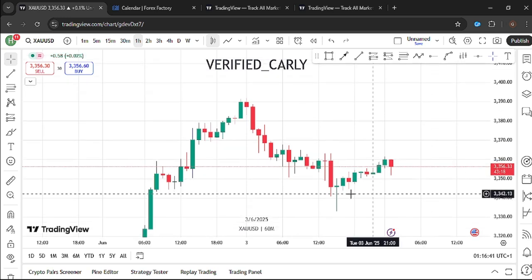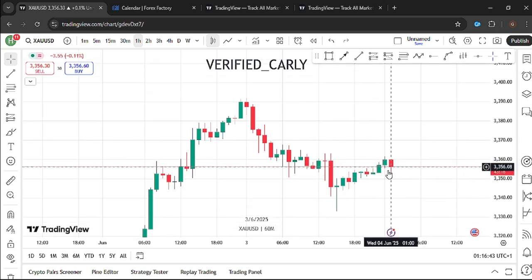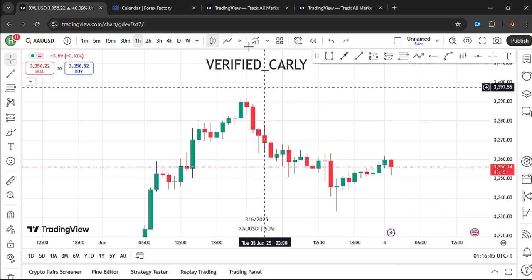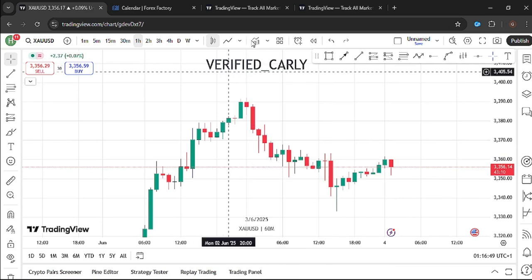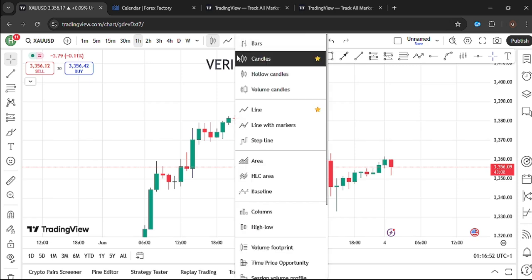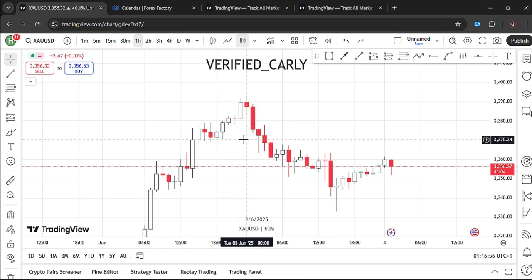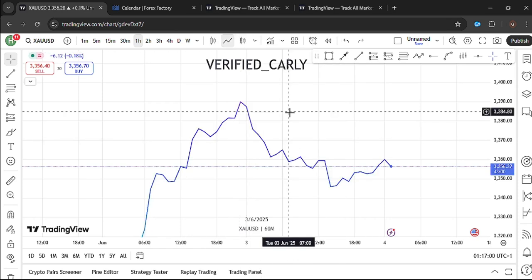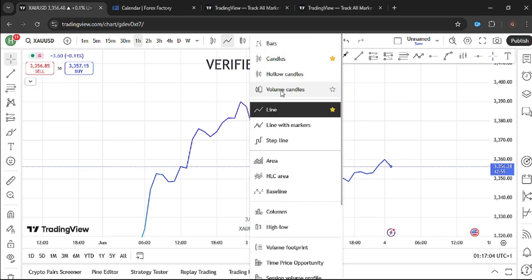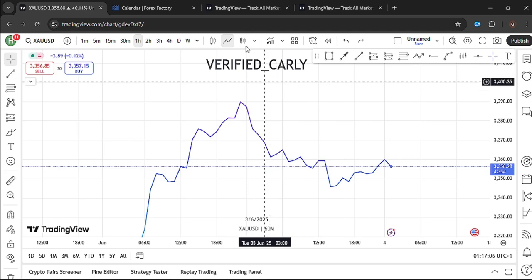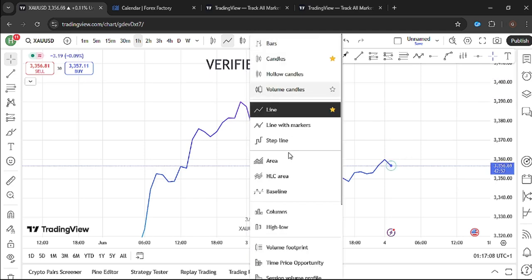You see, currently it's in candles. You are seeing this candle, red, green, right? The bar style is in candle currently. So you can change it to any style that you want. Let me see, you don't want it to be in candles, you want hollow candles. See, the style changed to hollow candles. You want maybe line. See, it changed to line. You want volume candles, like any type of style that you want your candles to be.